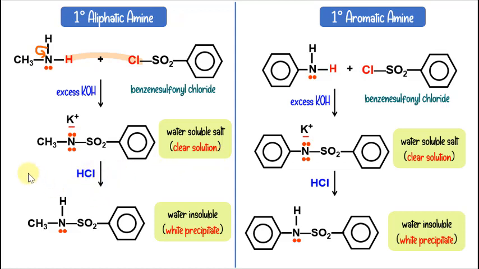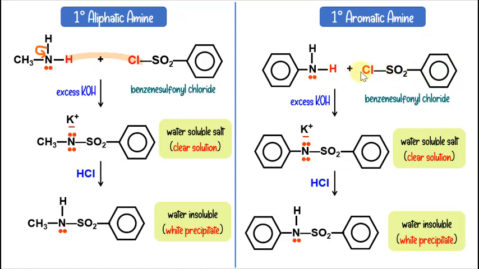Okay, and then for the second step, when we react it with hydrochloric acid, since dekat nitrogen ni we have so many electrons, kita ada dua lone pair, so one of the lone pairs in the nitrogen can be donated to the H plus from the acid. So bila nitrogen buat bonding balik dengan hydrogen dekat sini, we will get a water insoluble, which is a white precipitate form.